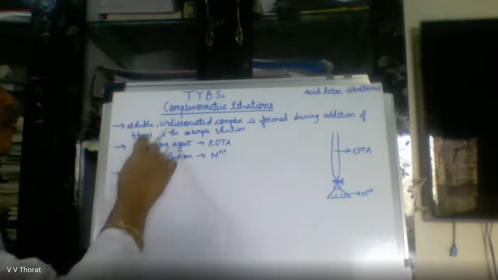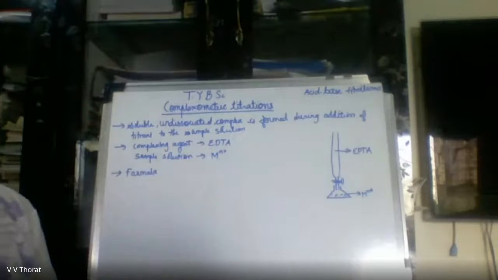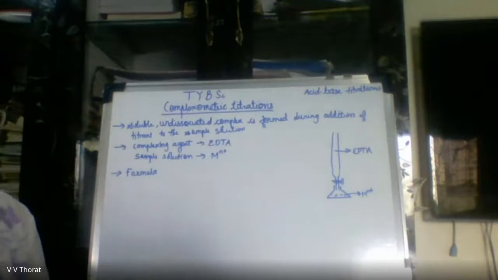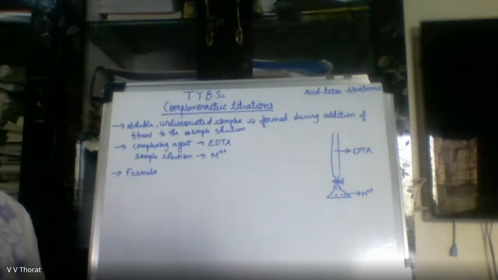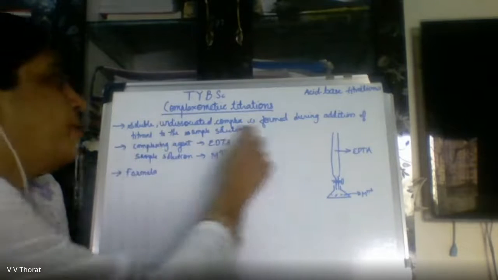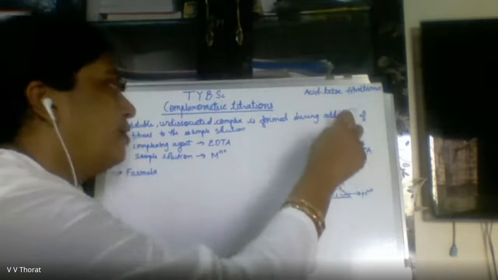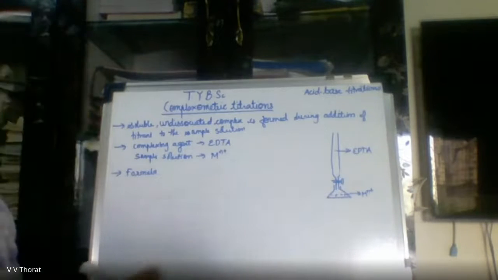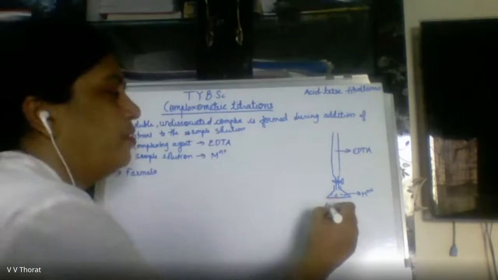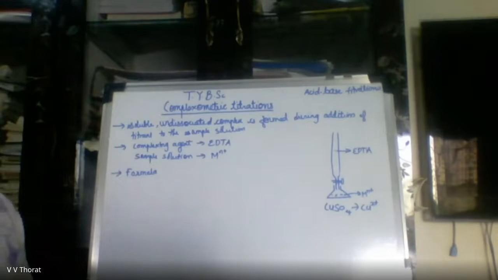Now the complexing agent commonly used is EDTA, which we have used in titration. I told you at that time that I will explain what EDTA is in the theory lecture. So the burette solution, that is the complexing agent, is EDTA, ethylene diamine tetraacetic acid, and the sample solution is a metal ion solution. Suppose I take copper sulfate solution in a conical flask, it means I have a copper metal ion solution in the conical flask.